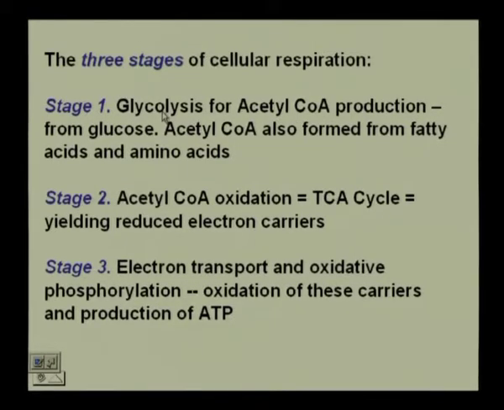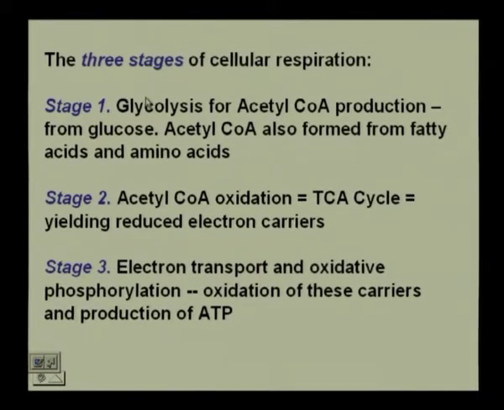We have already seen the breakdown of glucose to pyruvate, and we will see now how pyruvate gets to acetyl coenzyme A, which then gets into the tricarboxylic acid cycle, which eventually leads to the production of carbon dioxide. And we have already considered the third step, where we have electron transport and oxidative phosphorylation that leads to the production of ATP.